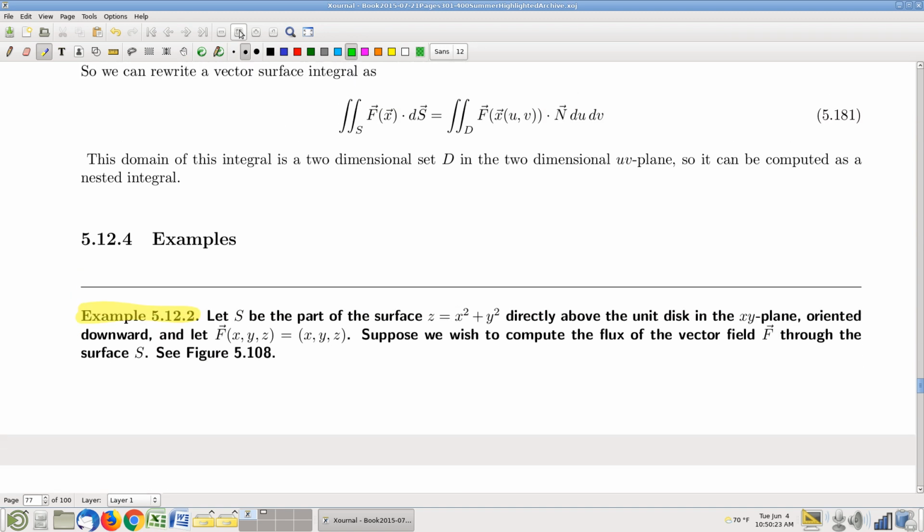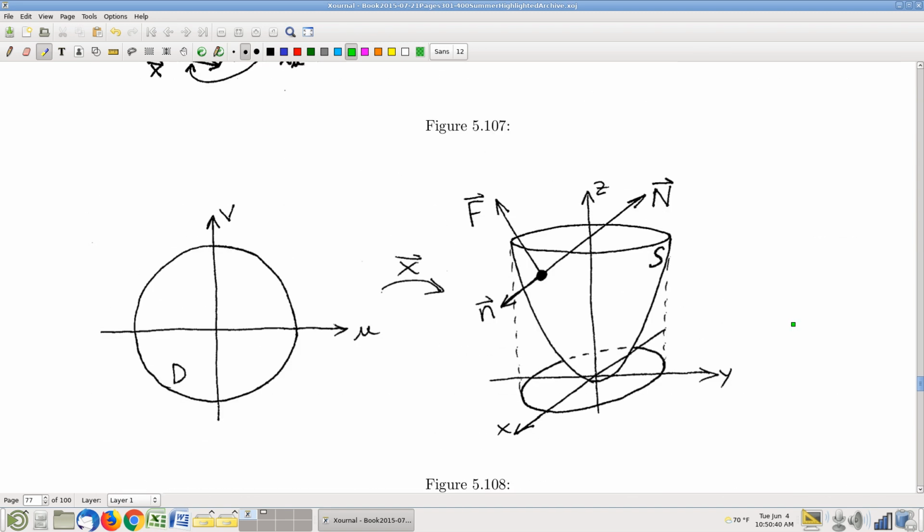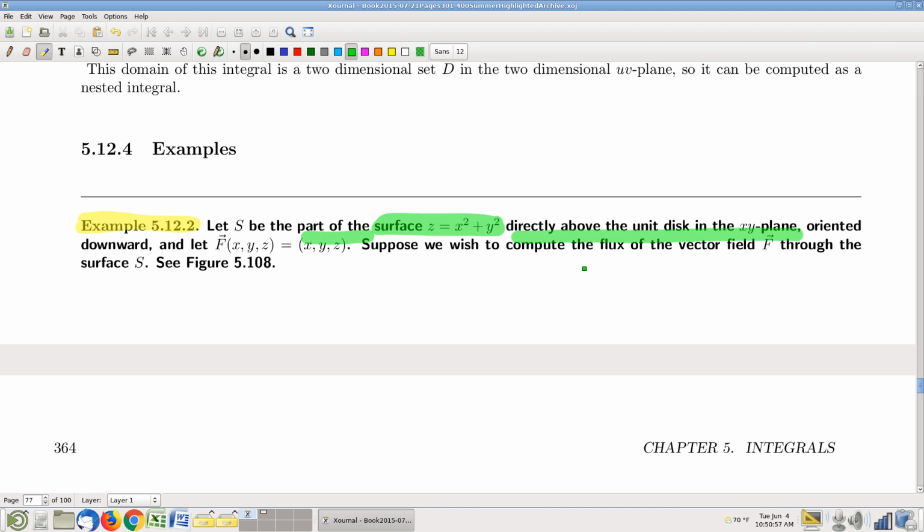So here's a surface: specifically the part of that surface that's directly above the unit disk in the xy plane. So z equals x squared plus y squared is a paraboloid, right? It's a bowl. We're looking at the part directly above the unit disk. So we're looking at this right here. There's that surface.